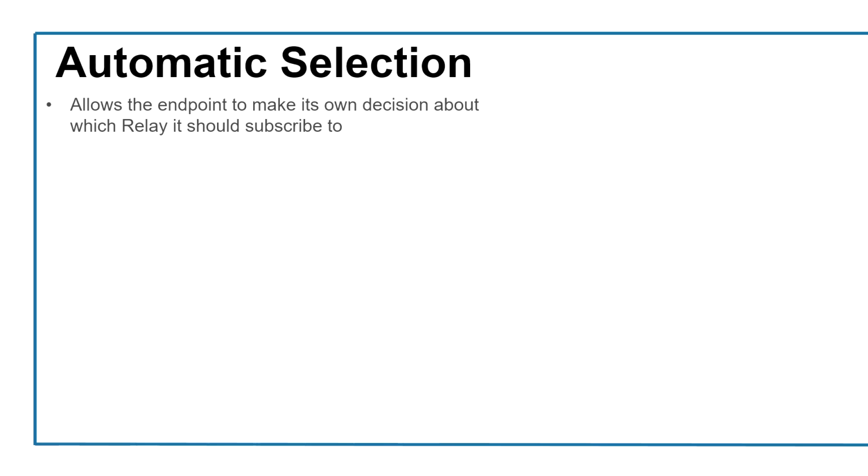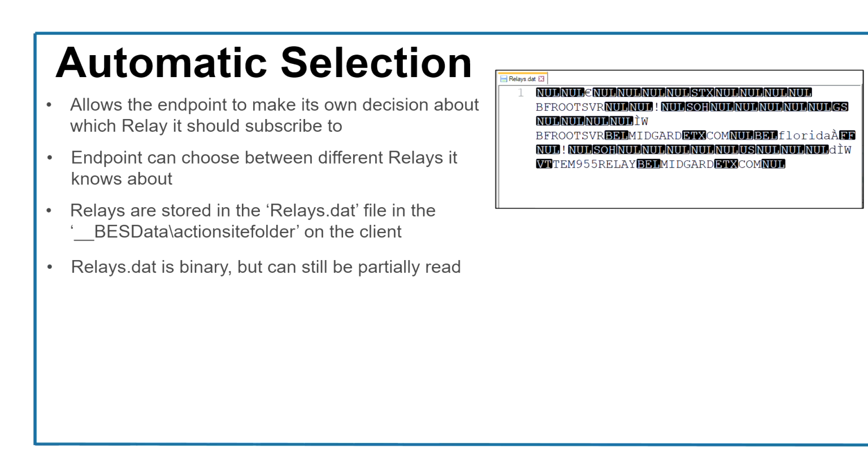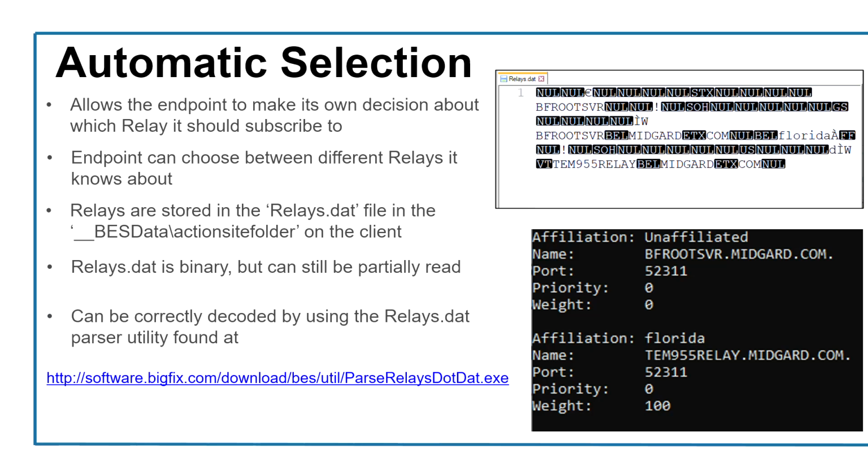The second traditional method clients can use to select relays is automatic selection. This allows clients to make their own decisions about which relays they should subscribe to. Relays are listed in the relay.dat file located in the Action Site subfolder of the client's data directory. Although the file is binary, the relay names can still be partially read. To completely decode the whole file, though, operators can use a BigFix provided utility called parse_relay.dat.exe.